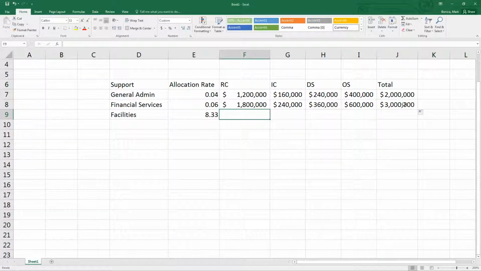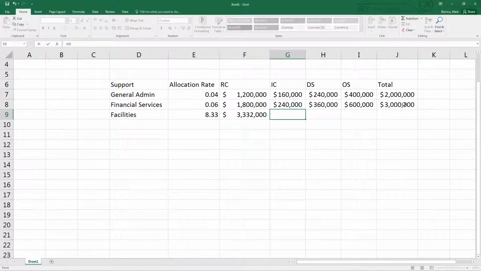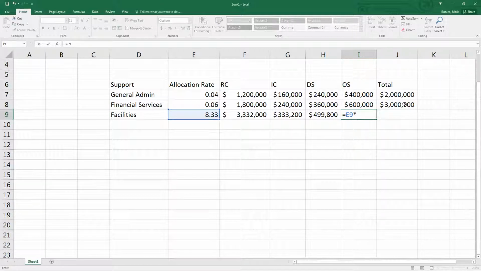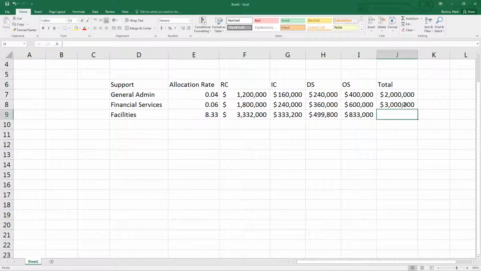And then lastly, facilities is $8.33 per square foot. So we get 8.33 times 400,000 square feet for routine care. 8.33 times 40,000 for intensive care. 8.33 times 60,000 for diagnostic services, and finally 8.33 times 100,000 for other services, and then let's see if this adds up.